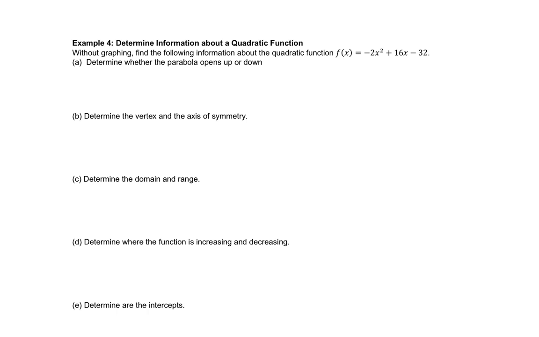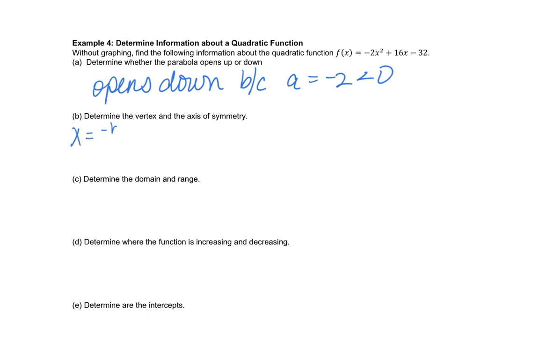All right, next example. This time we have a leading coefficient of -2. So this one opens down because a is -2 and that is less than 0. The vertex is -b over 2a. So -16 over 2 times -2. -16 over -4 is 4.